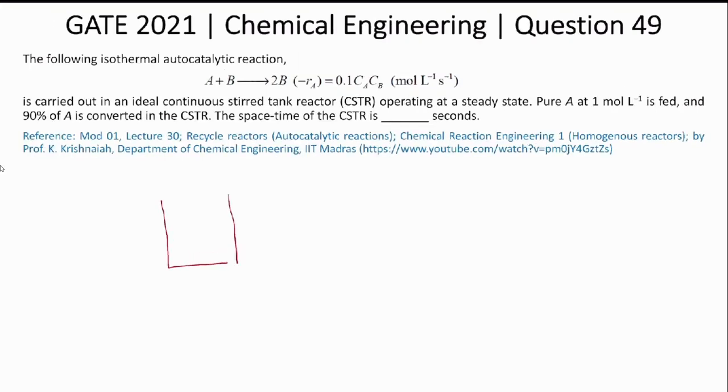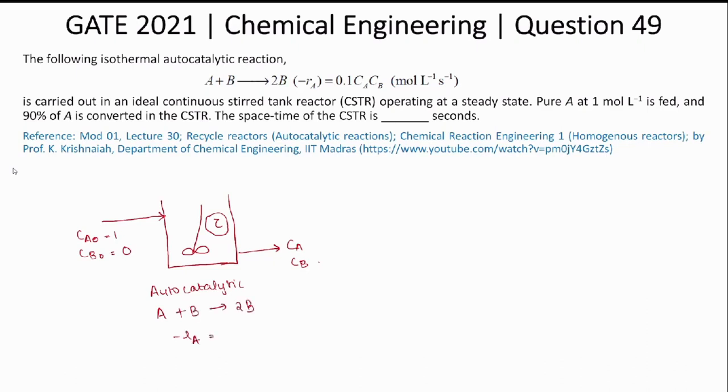So let us do a brief pictorial representation of the given question here. We have a CSTR and let's say tau is its space time, which we need to find. They have given CA0 is equal to 1, and there is no CB0 because the feed is pure A. The final concentrations are Ca and Cb. The reaction is an autocatalytic one, which is A plus B giving 2B, with the reaction rate equal to 0.1 CaCb, and this is a second order reaction.